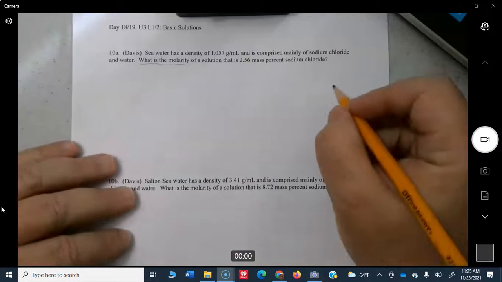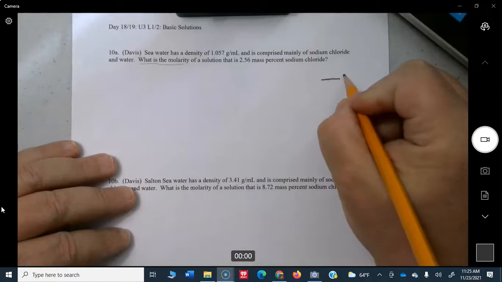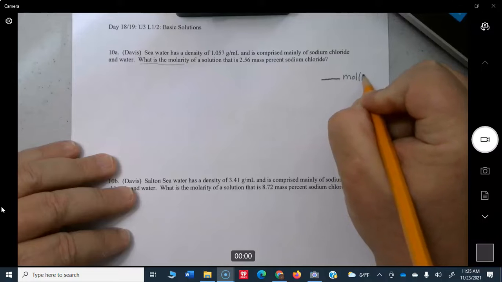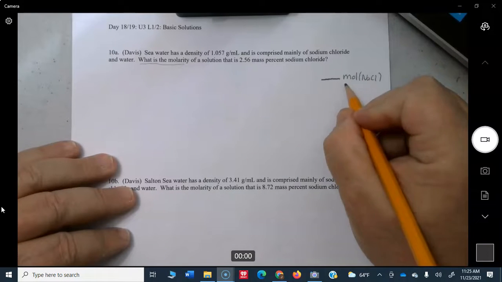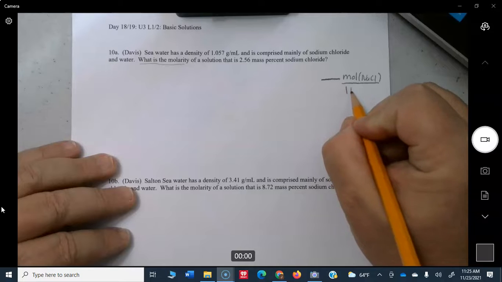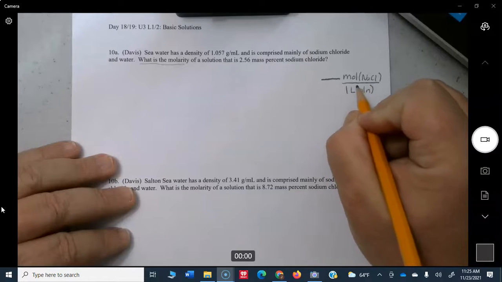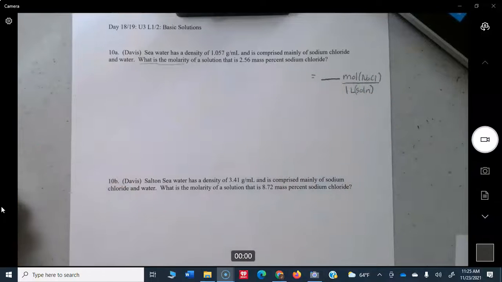Okay, let's start off by identifying what we're looking for. We're looking for molarity, and that's moles of solute, and in this case the solute is NaCl, over 1 liter of solution. The solution is the NaCl and the water mixed together. Okay, so that's our target. That's what we're trying to hit with this problem.